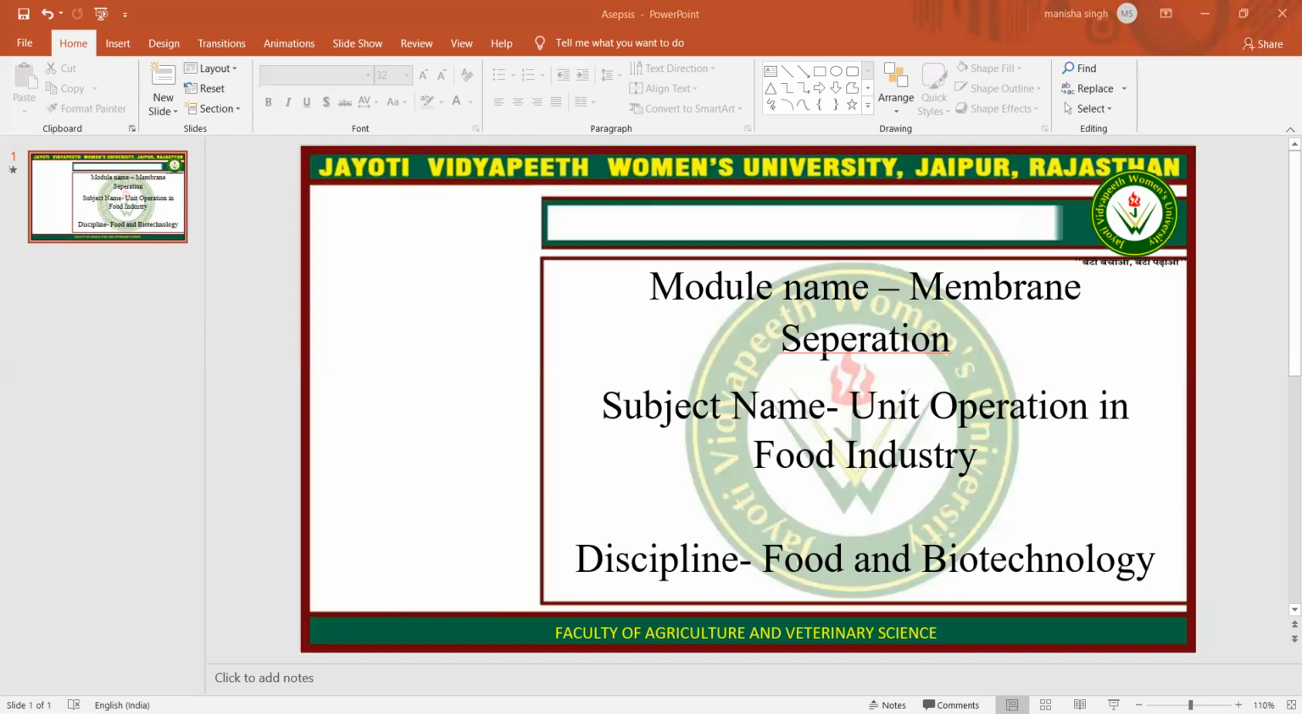polydimethyl siloxane. The three-step sequence is selective sorption of one of the components of the liquid into the membrane on the feed side, selective diffusion of this component across the membrane, and evaporation as permeate vapor into the partial vacuum applied to the underside of the membrane.